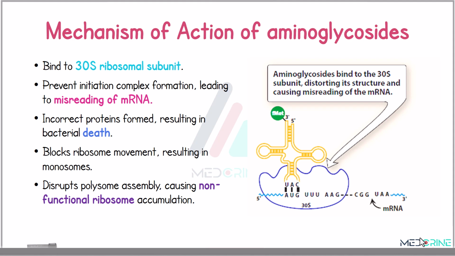If you're asked about the mechanism of action, then it's quite important for you to know that aminoglycosides bind to the 30S subunit, distorting its structure and causing a misreading of the mRNA, eventually causing bacterial death.